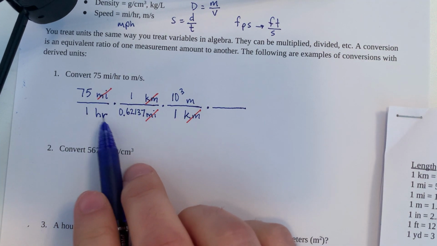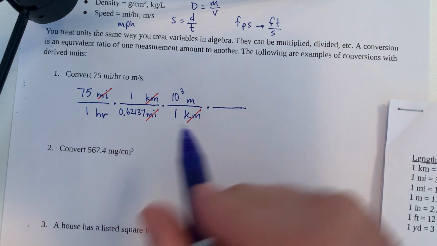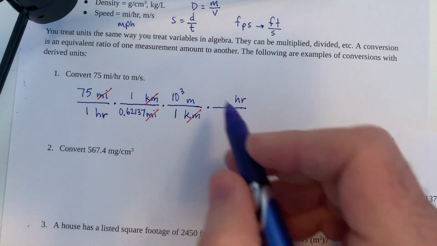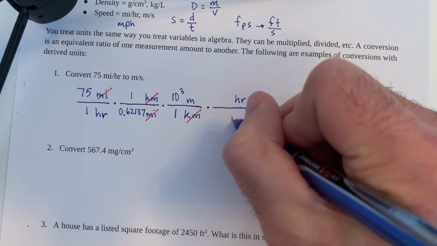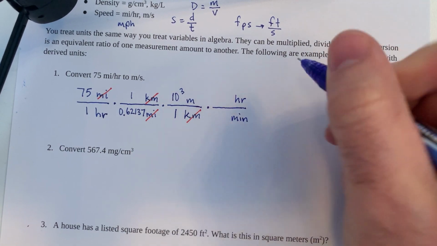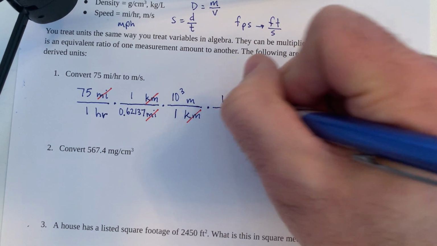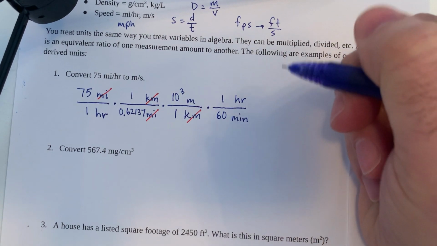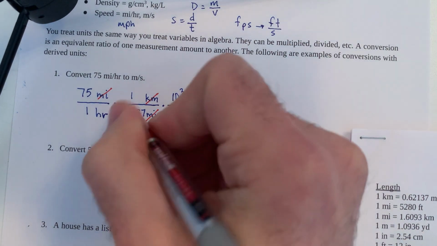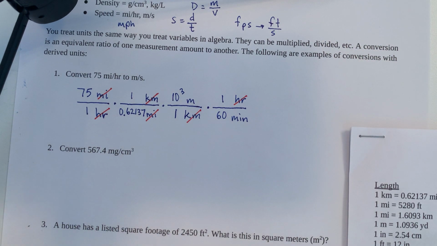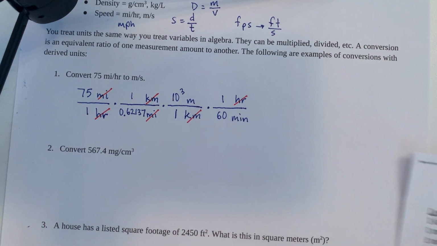So since hours is already on the bottom here, I have to put hours on the top diagonally so I can cancel them. So I'm gonna go from hours and I wanna turn that into minutes. So minutes is gonna be there. Okay, so I know it's 1 hour for 60 minutes. Now cancel labels. Hour cancels, top and bottom. Now I'm in meters per minute.